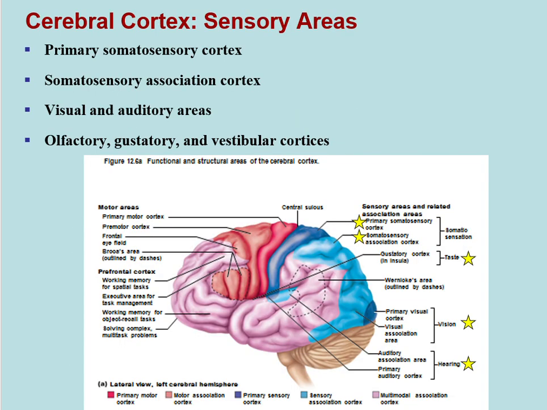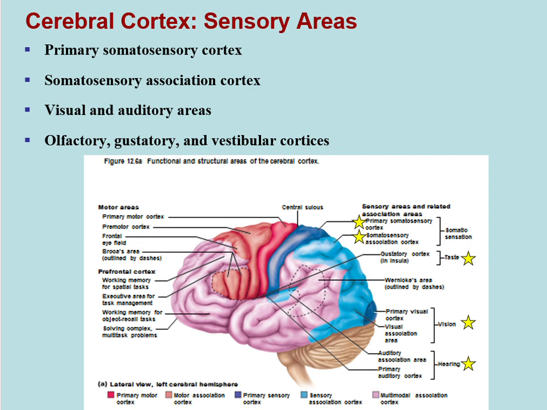All right, next we're going to be looking at sensory areas of the cerebral cortex. The main areas that we can see highlighted here are the primary somatosensory cortex, located in the postcentral gyrus, somatosensory association cortex, located behind that, the visual and auditory areas, with the visual areas being located primarily in the occipital lobe. So you don't have eyes in the back of your head, but you do process information about vision there.